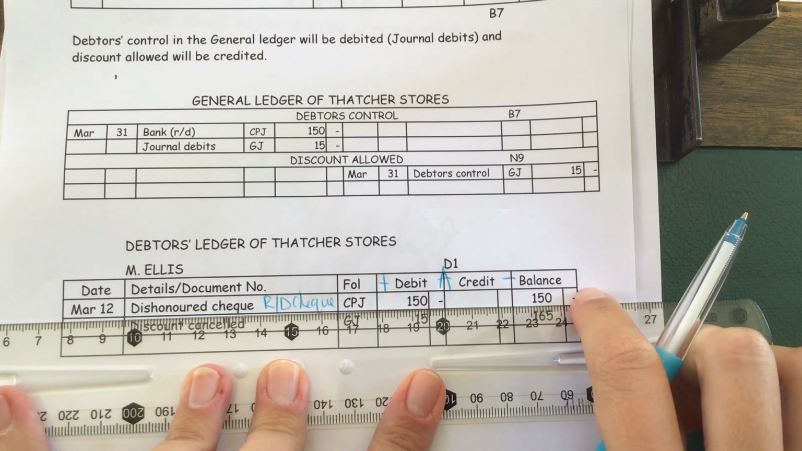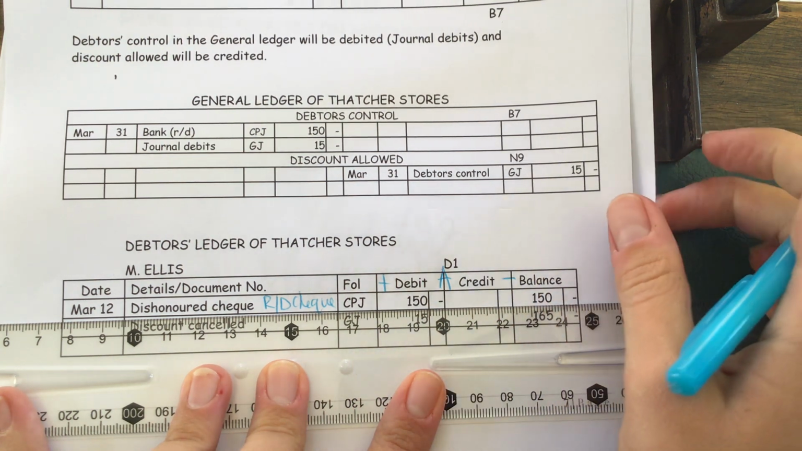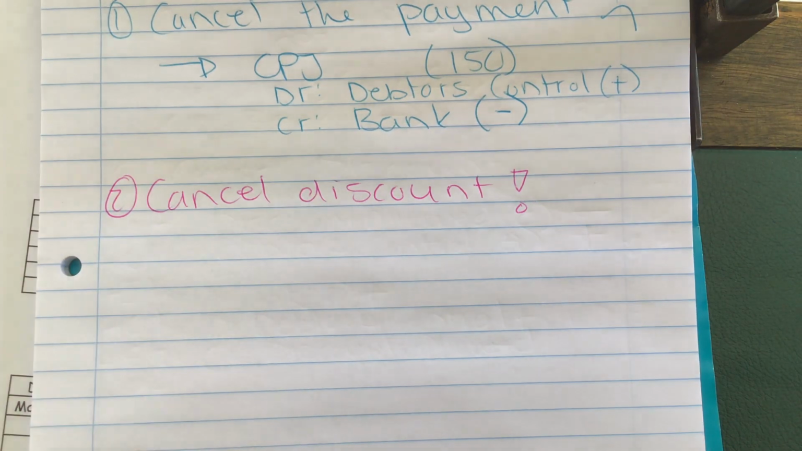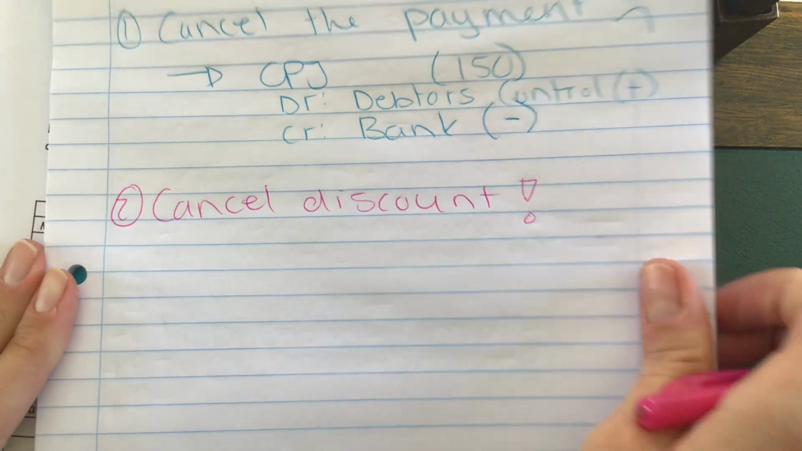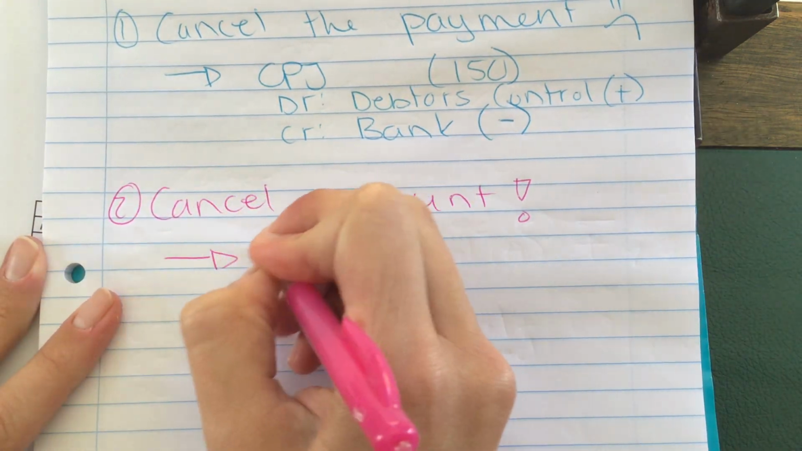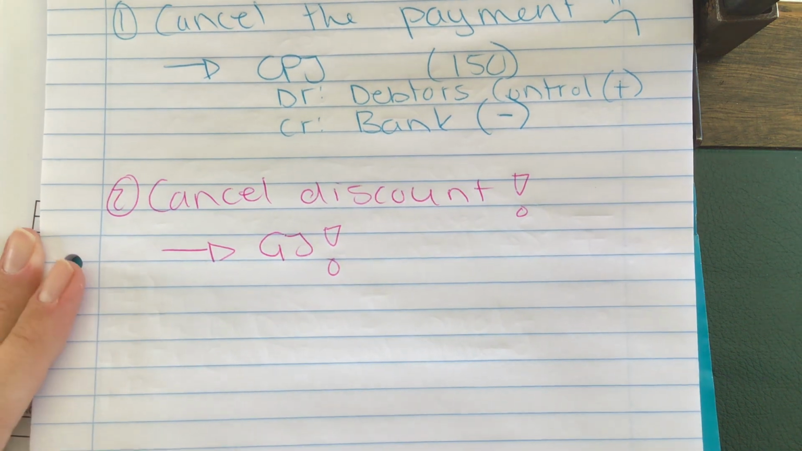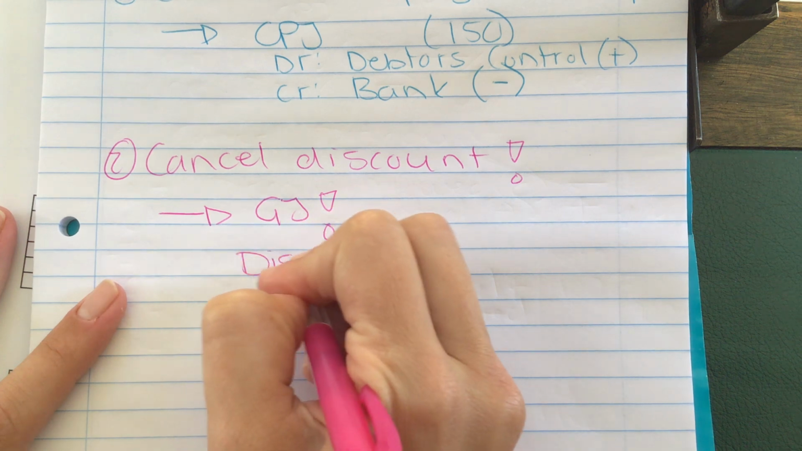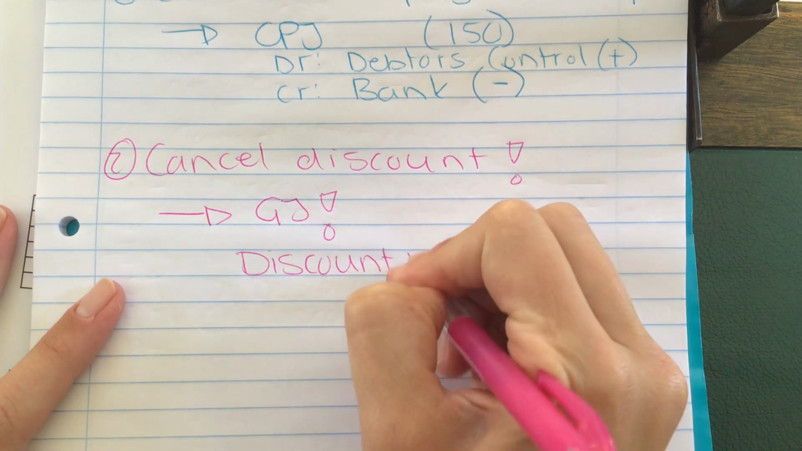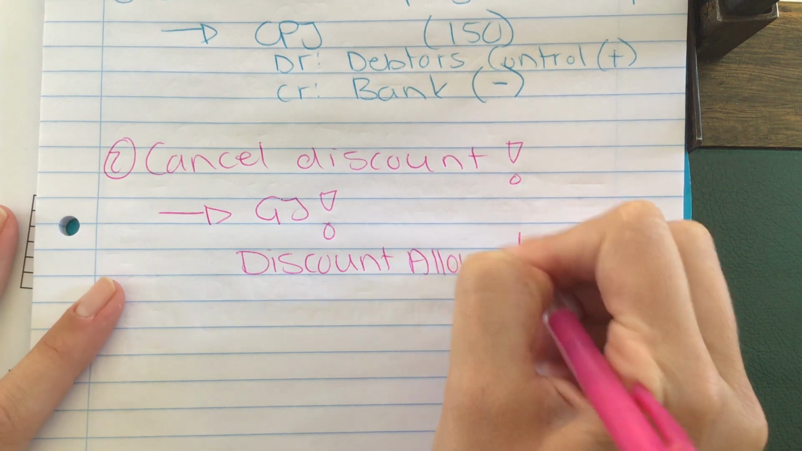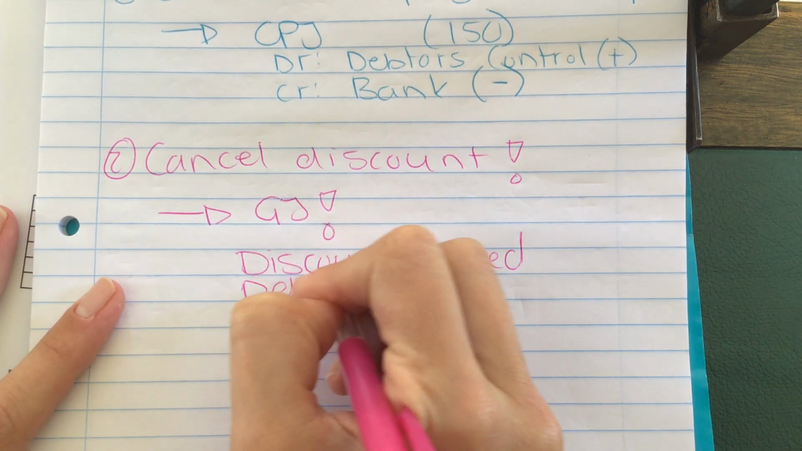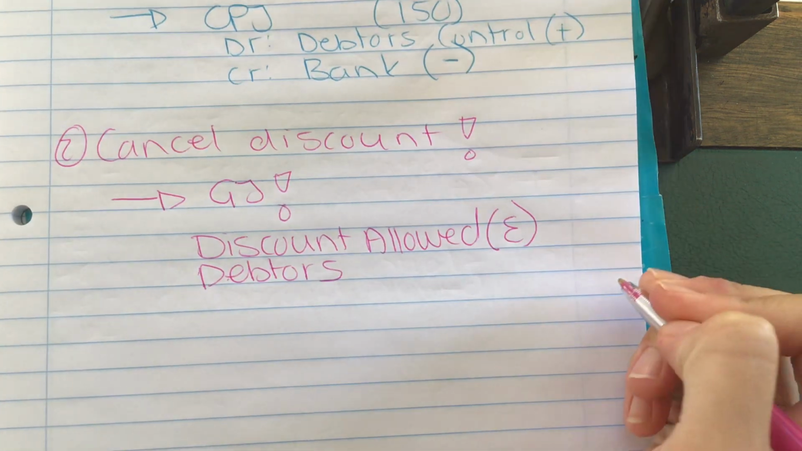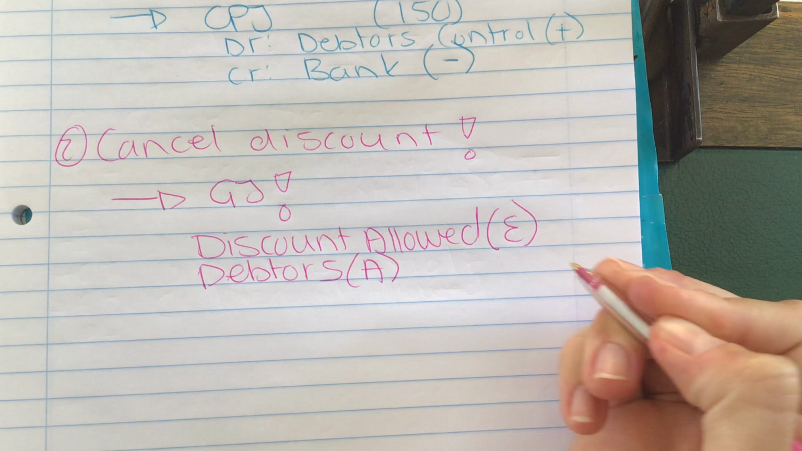But you wouldn't be happy with this because are you still going to give him the 15 Rand discount? Definitely not. So now we need to cancel the discount. And in what journal do we cancel discounts allowed? You now know it happens in the GJ. Okay, so what are the two accounts affected? Discounts allowed and debtors control. Okay, you classify. Discounts allowed is an expense. Debtors control is an asset.